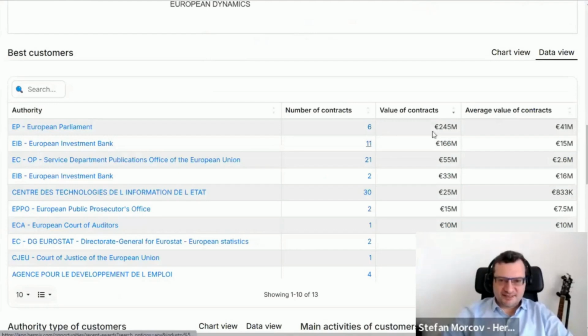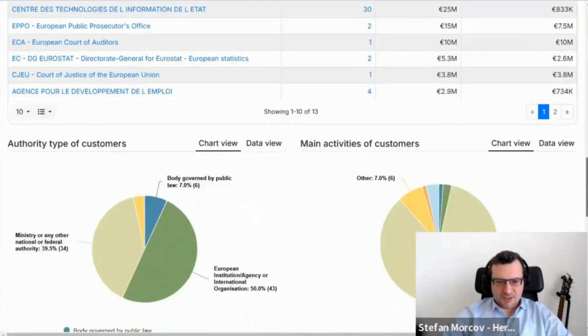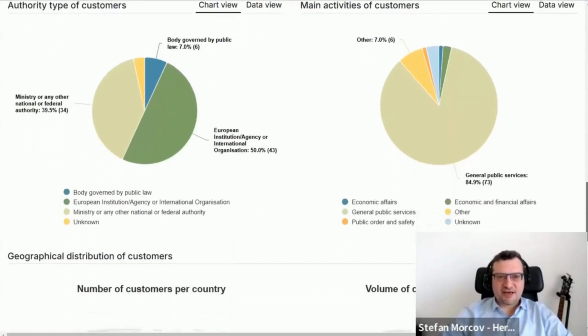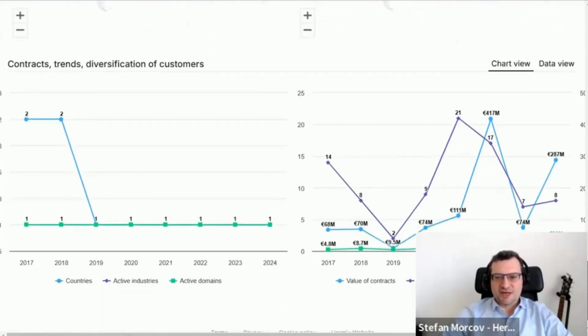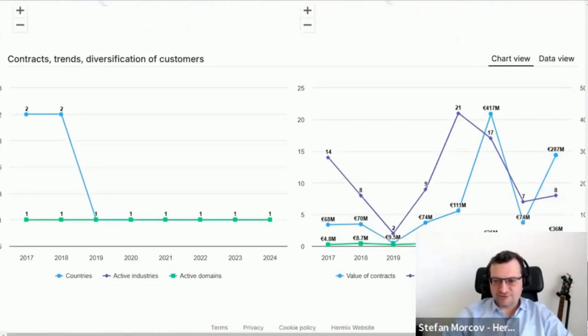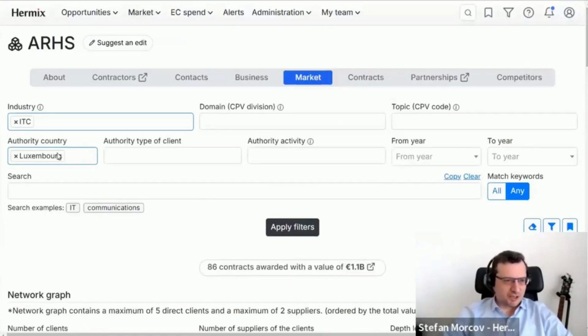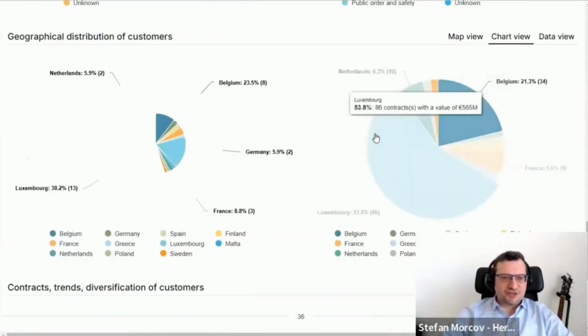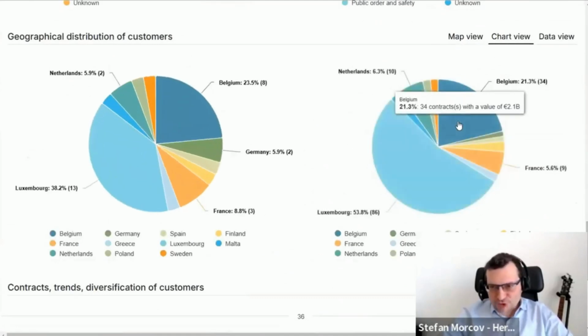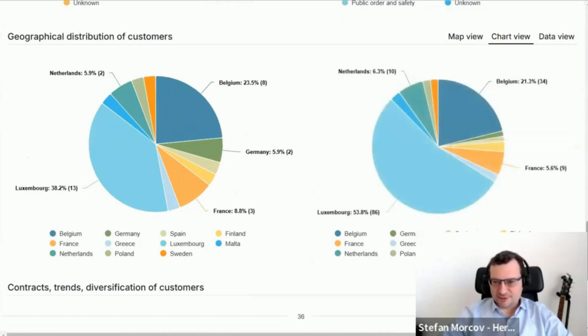Every blue text is a link to drill down to more details. Like I want 6 contracts at the European Parliament, one click, you see them. Going to the type of customers they have, their activities, the geographic regions of the customers, and you have 8-9 years of history of number and values of customers. So this was filtered by Luxembourg, so that's why we were seeing only Luxembourg. But let's put the whole of Europe, and then you see that they are doing a lot of business in Luxembourg, but also in Belgium, France, Netherlands, Germany, everywhere.